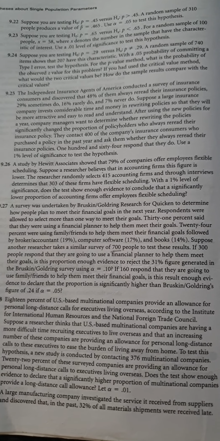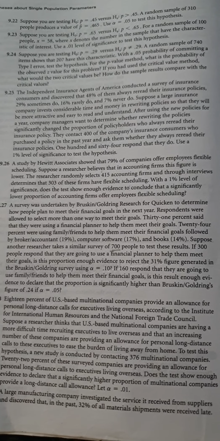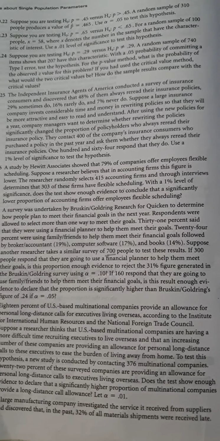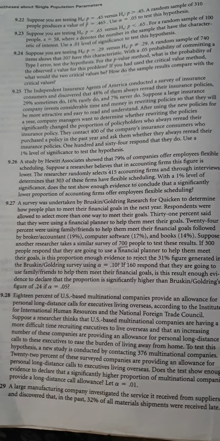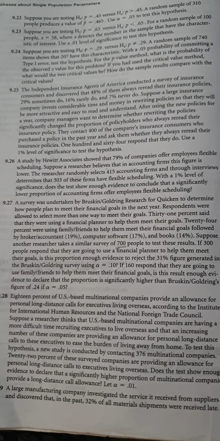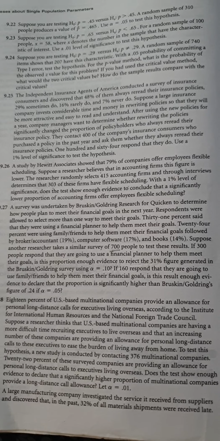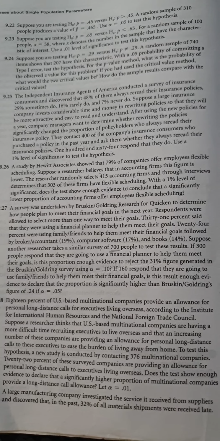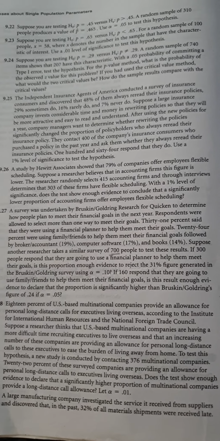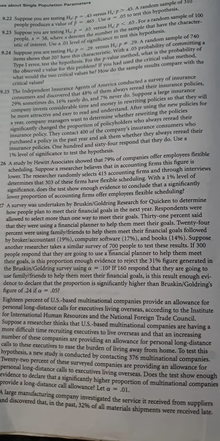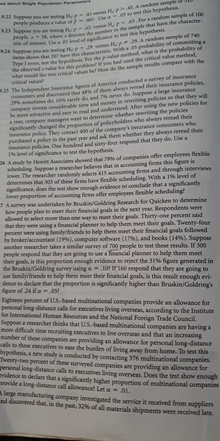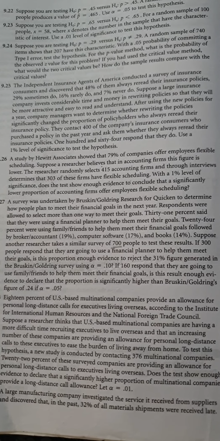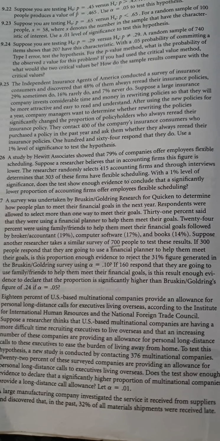Those using a financial planner, 31; those taking help of family and friends, 24; those taking help of a broker, 19; those taking help of software, 17; and those taking help of books, 14. Suppose another researcher takes a similar survey of 700 people, n equals to 700, to test this result. If 300 people respond, right, x equals to 300, that they are going to use a financial planner to help them meet their goals, is the proportion enough evidence to reject the 31% figure generated in the Brushkin and Goldrich survey, alpha equals to 0.10.